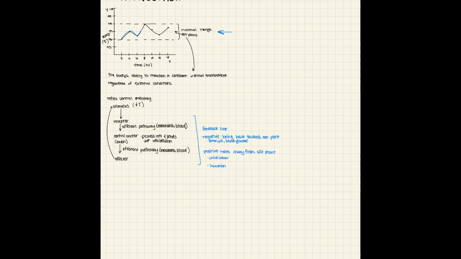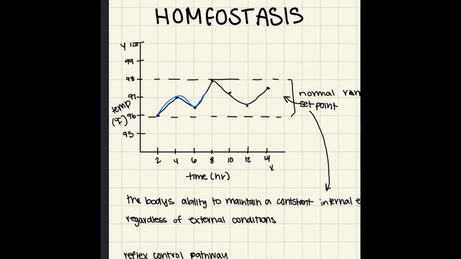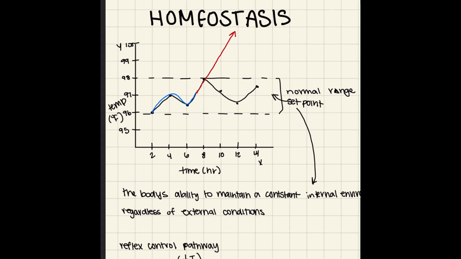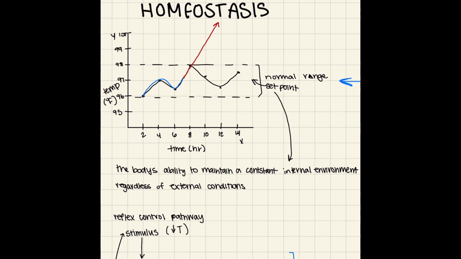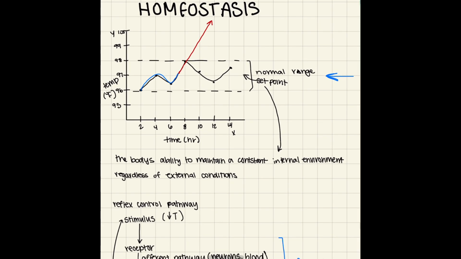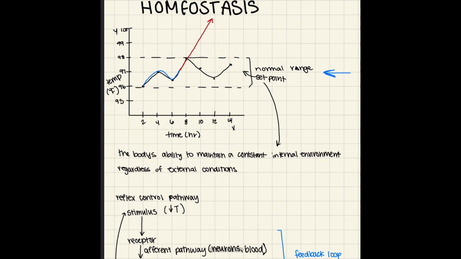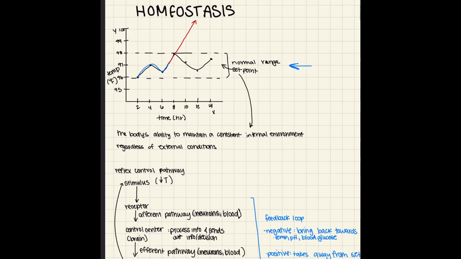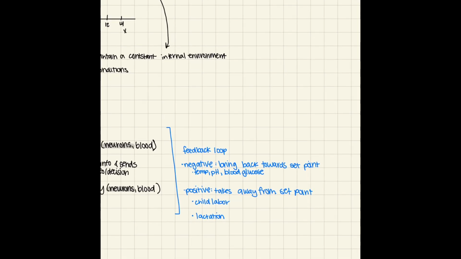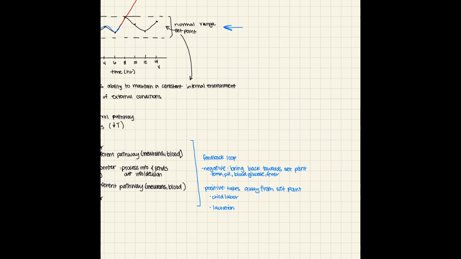Another example that could be positive feedback is if we took this graph right here and we just went like this and we never came back. That's positive feedback. It's taking it away from the set point. However, if you had a fever, there is a chemical that's released that actually raises your set point, so having a fever is a negative feedback loop. So when you're sick and you have a fever, that's an example of negative feedback.